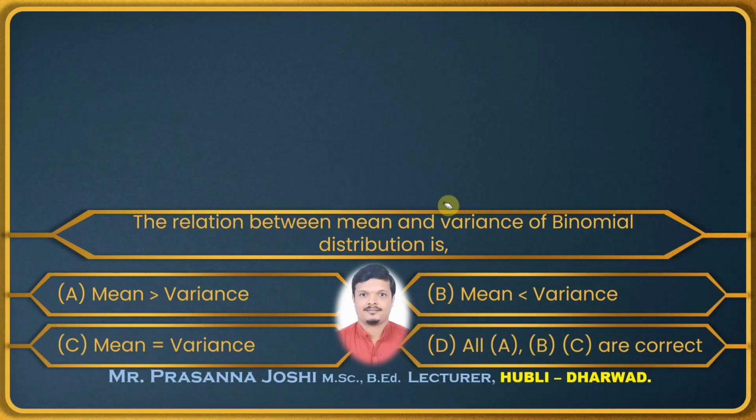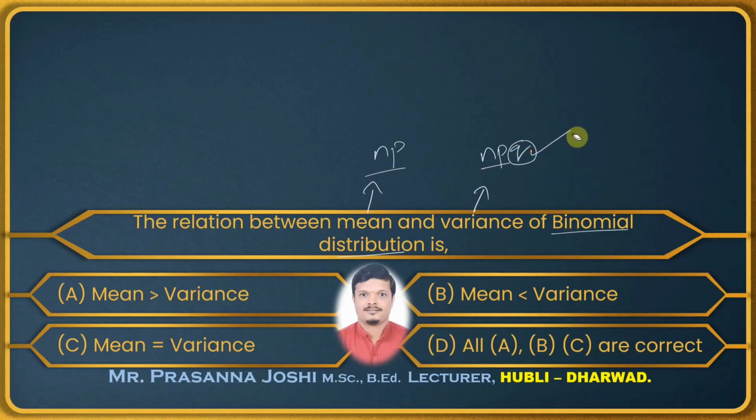We know this question is from theoretical distribution chapter. In that, in binomial distribution, what is the relationship between mean and variance, it is asked. We know mean is NP in binomial distribution and variance is NPQ. Only the presence of Q it matters here. Other than that, both are equal.